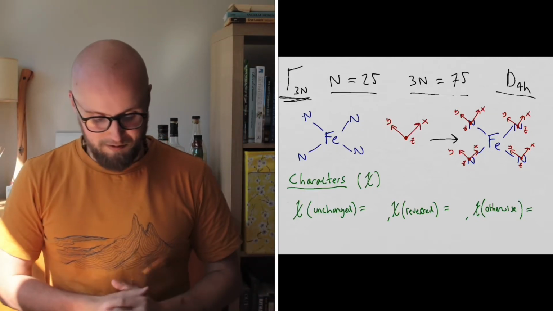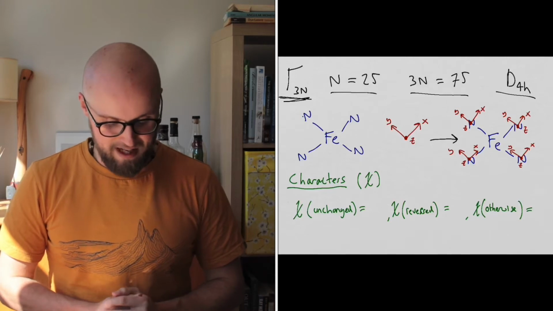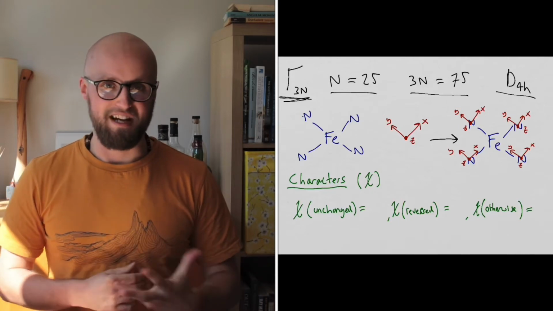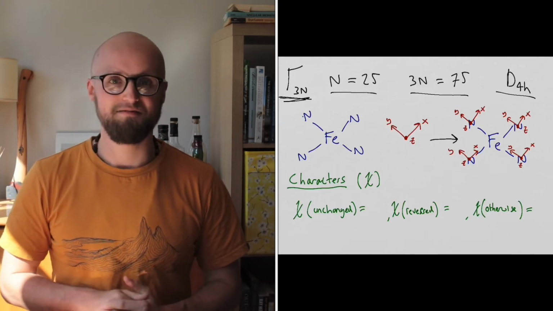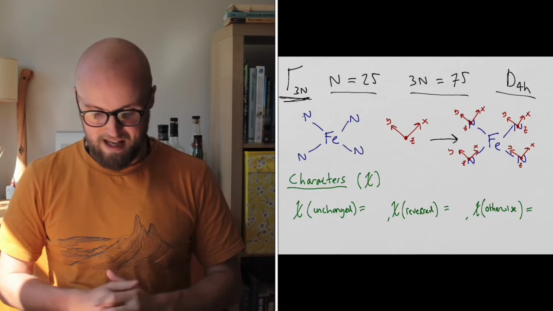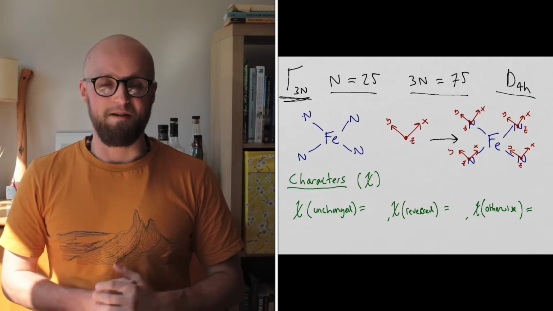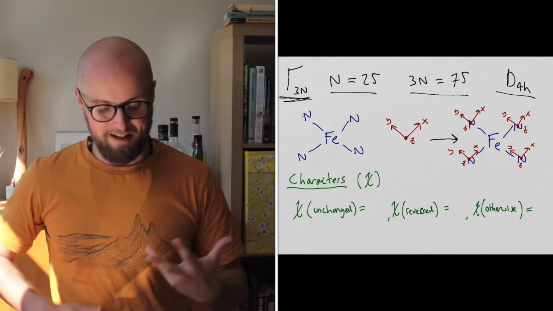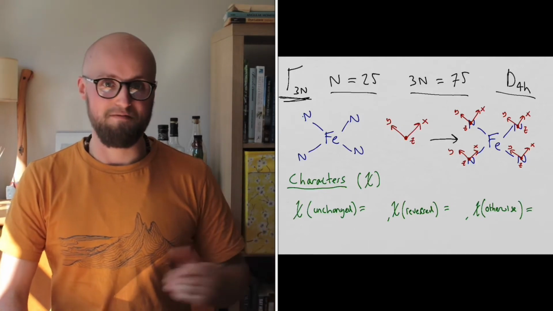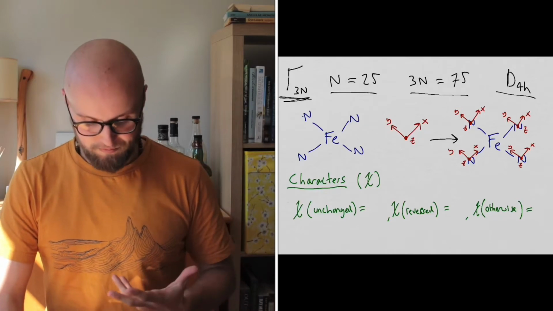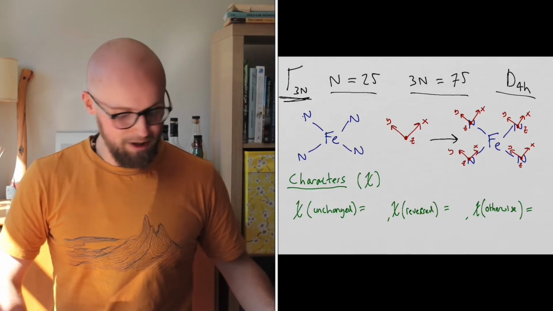And before we just crack on with finding the representation, what we have to do is find the character, right? The character of all of these elements of our basis set, or the character of them under every symmetry operation in the group. Okay? So what that means is I've got to look at all these axes.